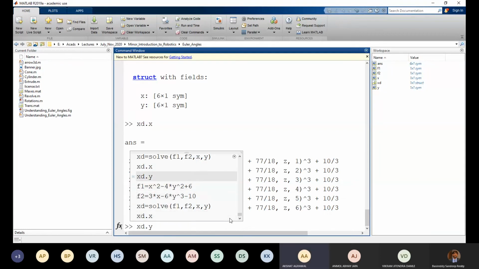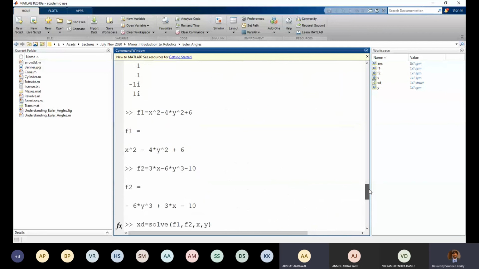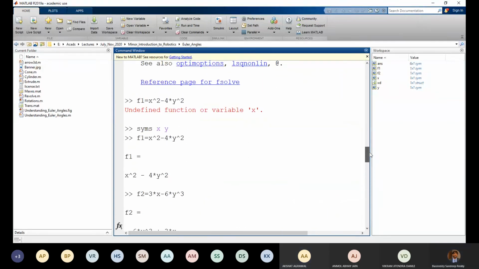So what does syms x y do? It means that x and y are going to be considered as symbols, not as values. MATLAB generally, if you just write x square plus 4y square, f1 equals this, is going to ask what is the value of x and what is the value of y. But if you put it as syms, it means it can take any value. It's a symbolic value.